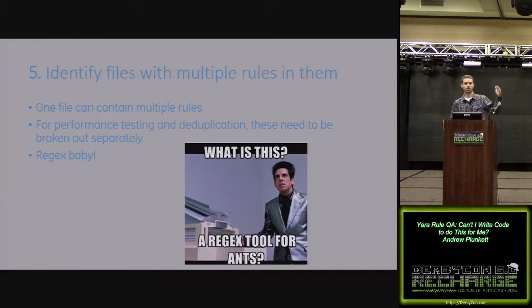Because if you have a rules file and one rule in it is bad, it will ruin the whole scan. If you try and scan that whole file with the Yara rule, it's just going to ruin the whole performance testing. Nobody's going to know what's what. So I had to break them out separately.